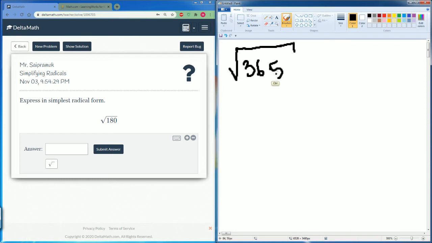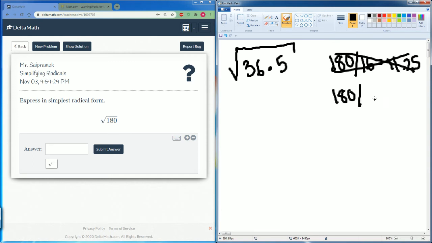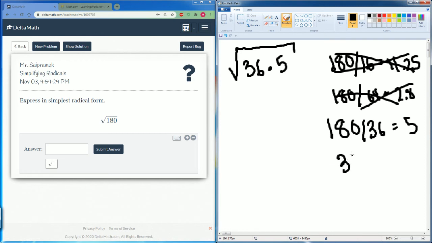So all I did in my calculator was check to see if a number went in evenly. So I went 180 divided by 16. That got me 11.25. So that didn't work. Then I did 180 divided by 64. That got me 2.81. That didn't work. And I tried 180 divided by 36, and that equals 5. So I knew that 36 times 5 would be 180. That's the reason why I picked this. Okay?